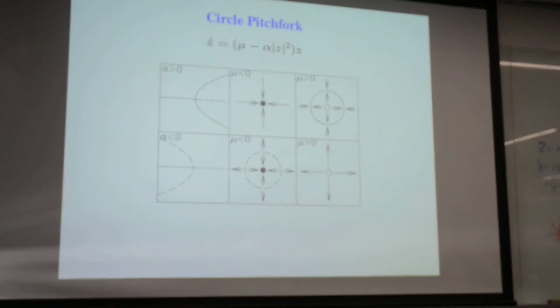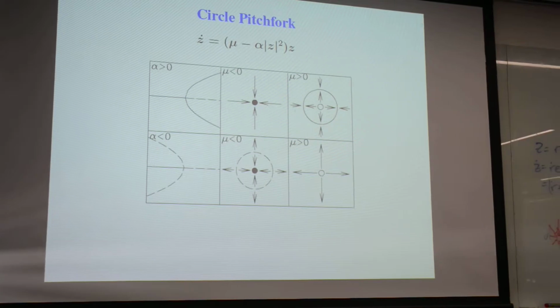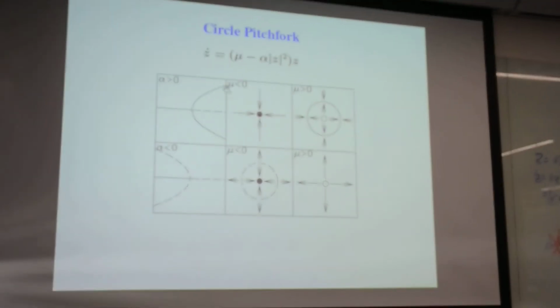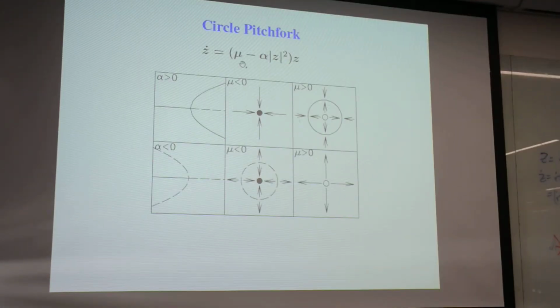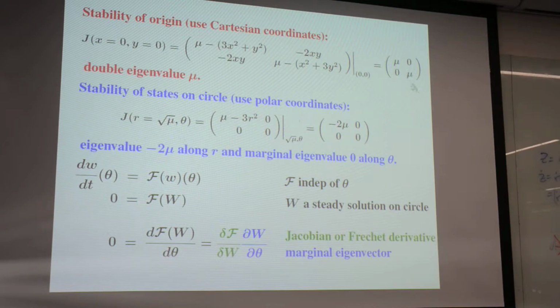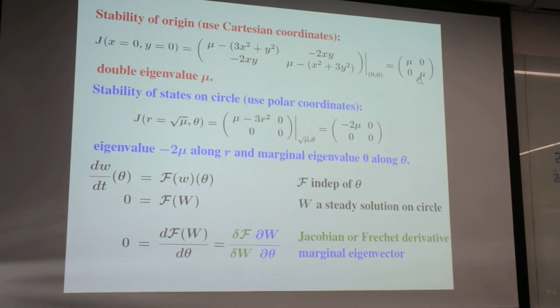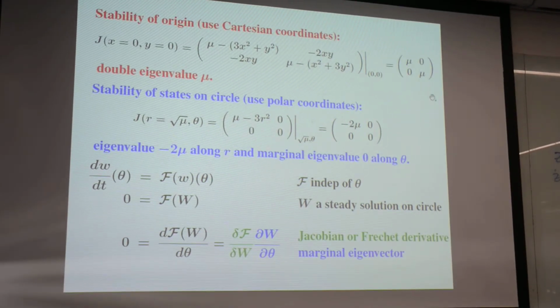So that tells us that at mu equals 0, which is something that we saw already from the equation, the 0 solution changes its stability, becomes unstable. You go from this situation to that situation. Okay.